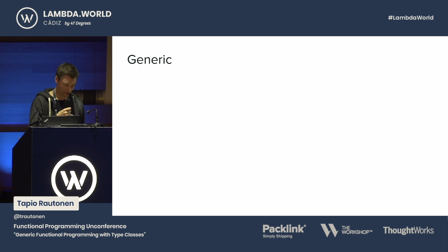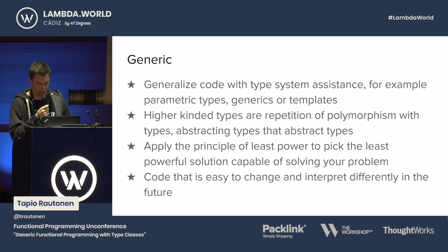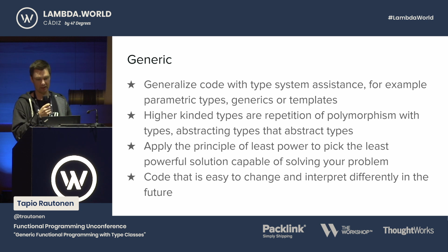Then we have the generic part. And in generic, we think about generalizing code with type system assistance, for example, parametric types, generics like in Java, templates like in C++ and other languages. And then higher kinded types, like they were referred to in the earlier talk. They are basically just repetition of polymorphisms with the types, which means that we are just abstracting types with types.